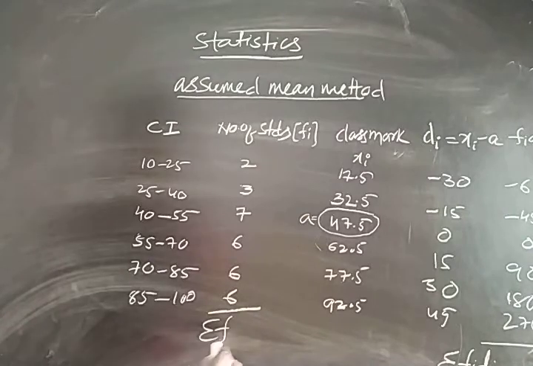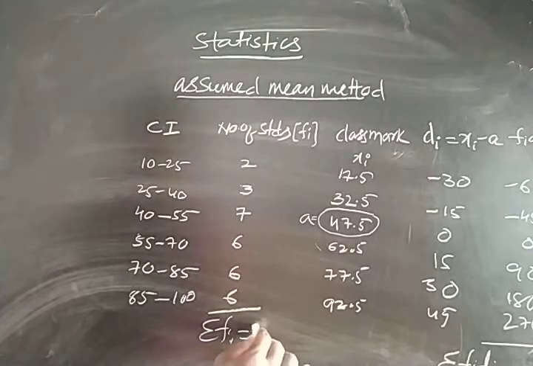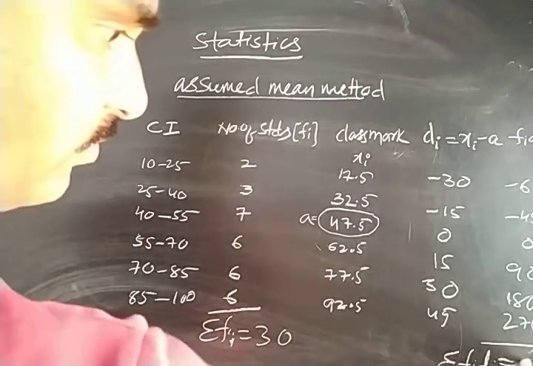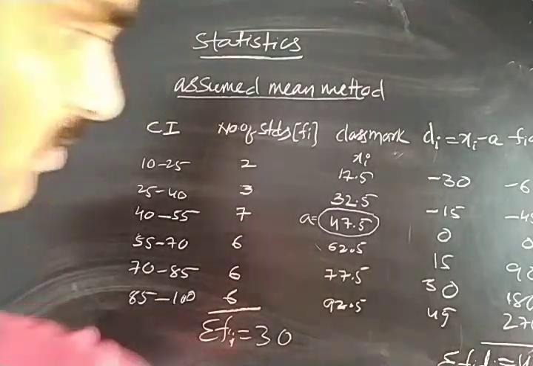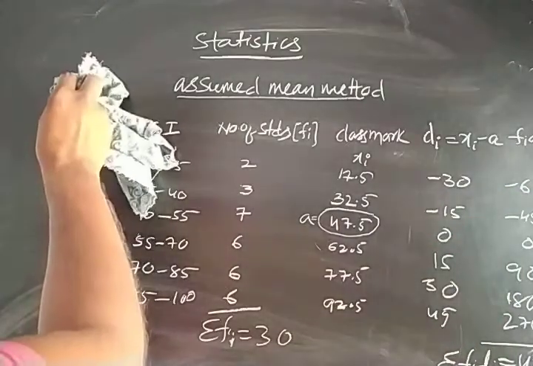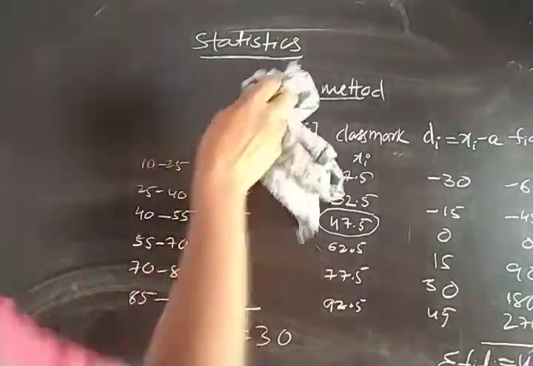So summation Fi is, by adding this, you know it is 30. And by adding that Fi into DI, 435. 435 is the value of Fi into DI. So after getting Fi into DI, we have to find the mean of the deviations. Summation of Fi DI equal to summation Fi. So after that, note down this.